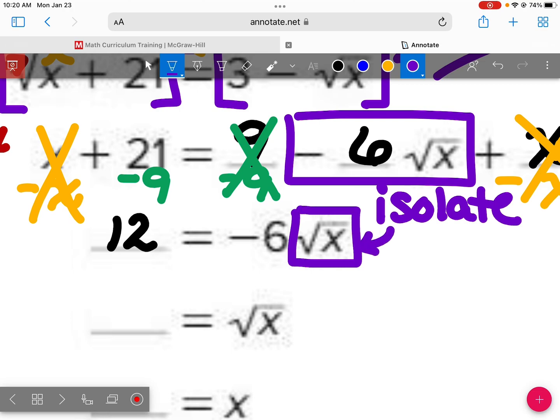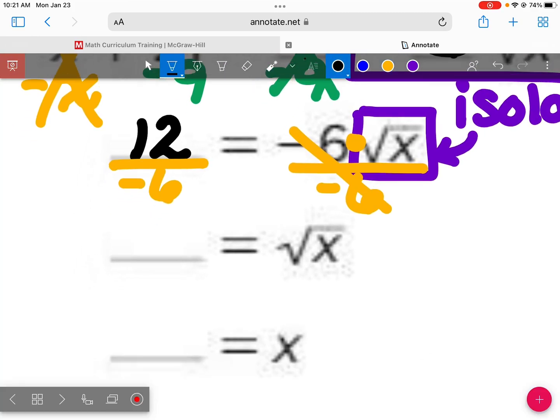Is it isolated? How do I get rid of that -6 out in front then? What operation is connecting the -6 to the radical? Yes. Those things are being multiplied, because the only time I'm going to subtract to get rid of it is if afterwards I see a plus or a minus sign. If there's nothing, it's just stuck to somebody else, then I have to divide to get rid of it. So I'm going to divide both sides by -6. What is 12 divided by -6? I have a positive 12 divided by negative 6, which is -2.